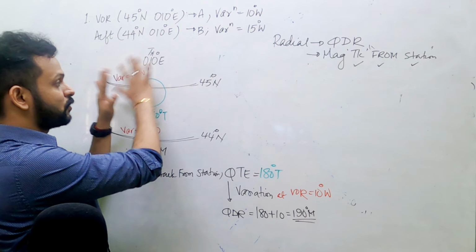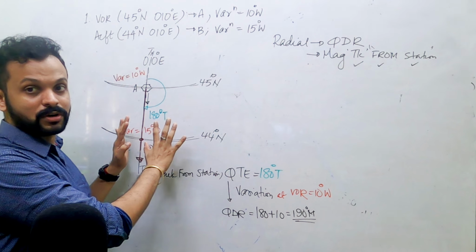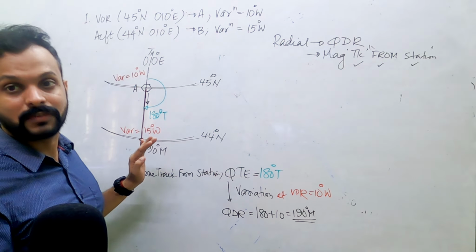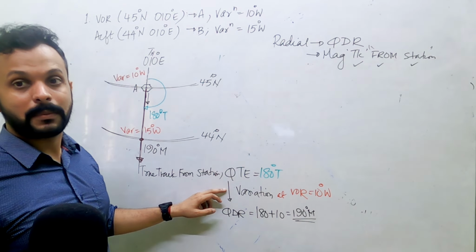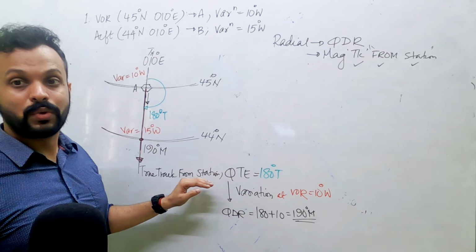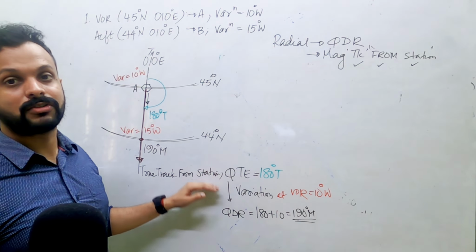First of all, whatever you have drawn here is a true value, and what is asked is a radial. Therefore, it is a magnetic value. You have to apply this conversion by applying the variation. The second thing, which variation will you take? You have to take the variation at the VOR.